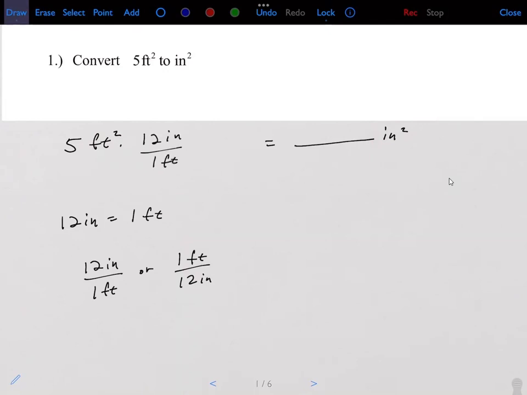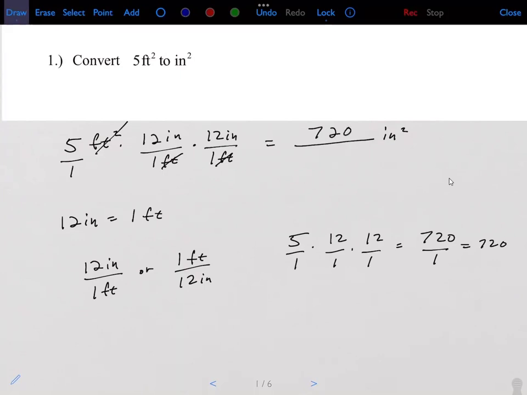But if I do that, only one of the units of feet is going to cancel. I need another one to cancel. So I need to also multiply it by another 12 inches over 1 foot, right? I need 2 unit conversion factors. Then feet squared will cancel with feet times feet. And then if you work this out, you're multiplying these fractions: 5 over 1 times 12 over 1 times 12 over 1. That's going to give you 720 over 1, which is 720. So this is going to be 720 inches squared. That would be my answer.